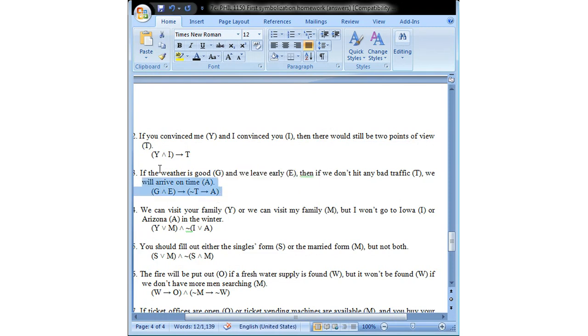We will arrive on time. So if these two conditions happen, then, and then you have this other sub situation, right? If we don't hit any bad traffic, then we will arrive on time. Hanako, can you zero in and tell me what your concern was, or did that make it clear? If not, really let me know what your concern was, but if that caught it, then that's great. And if you had another concern in that, just let me know which one it was.